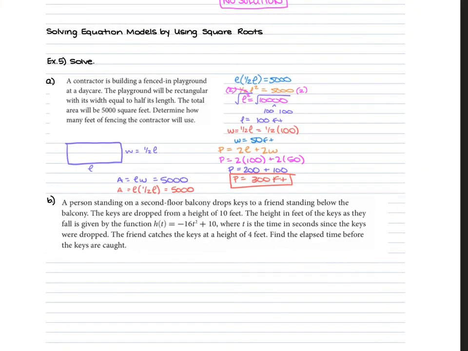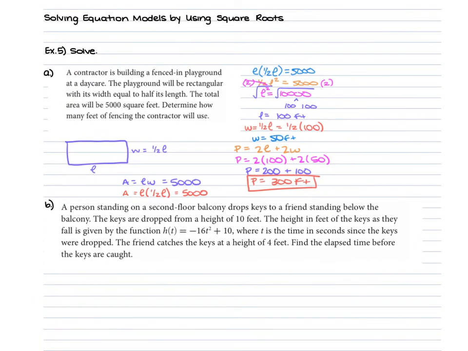For B, it says a person standing on the second floor balcony drops keys to a friend standing below the balcony. The keys are dropped from a height of 10 feet. The height in feet of the keys as they fall is given by the formula h of t is equal to negative 16t squared plus 10, where t is the time in seconds since the keys were dropped. The friend catches the keys at a height of 4 feet. Find the elapsed time before the keys were caught.